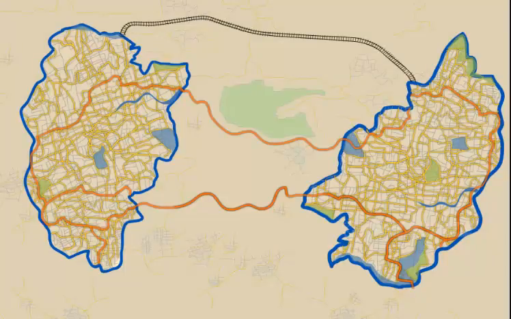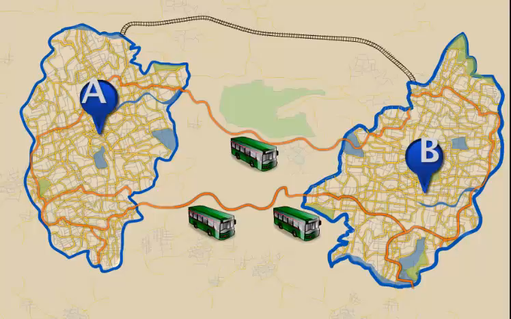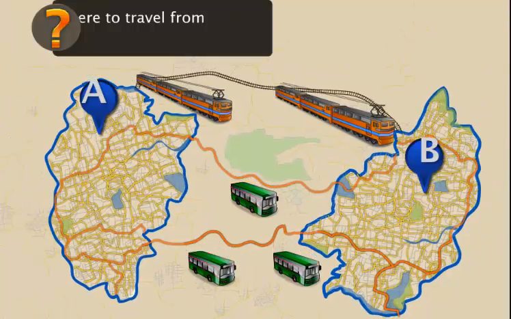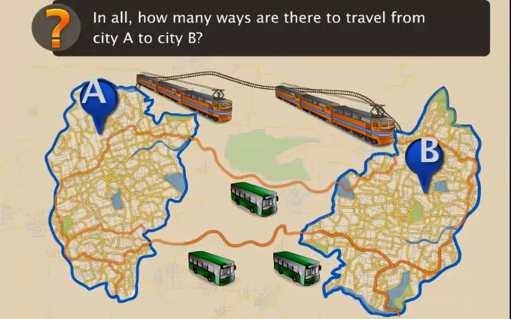There are two cities, City A and City B. To travel from City A to City B, there are 3 buses and 2 trains available. In all, how many ways are there to travel from City A to City B?